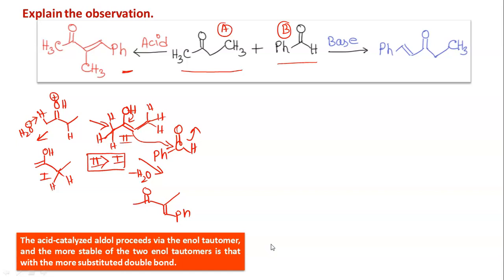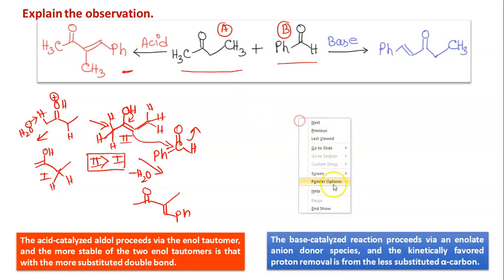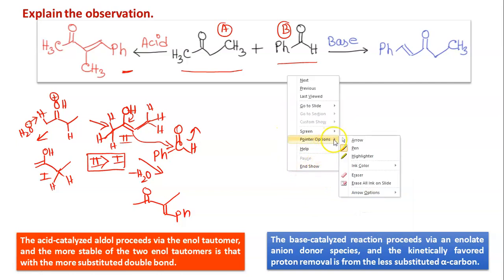And under basic condition, what happens? Now we have to understand the stability of the enolate in terms of acidic hydrogen. Fine. So here, which hydrogen is more acidic, that we have to see.